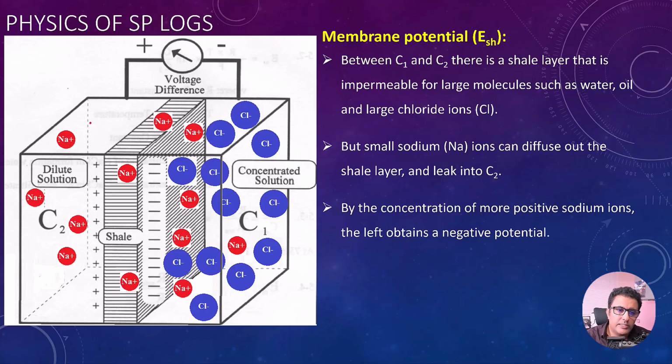Now we're going to notice that the potential is positive here because in the vicinity of this shale layer, we're going to have a concentration of positive sodium ions. Okay. And on the other side, we have more chloride ions. And that's the thing. Here, the potential becomes positive, and here, the potential becomes negative. And this phenomenon is called membrane potential.